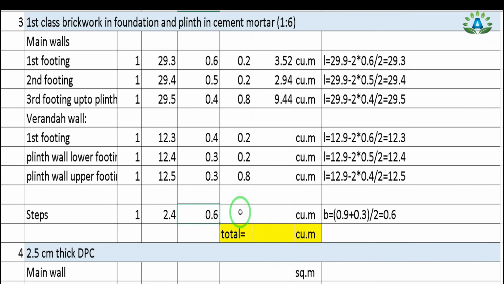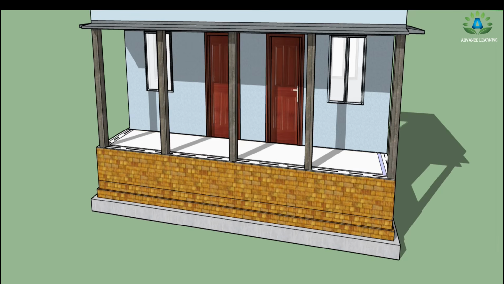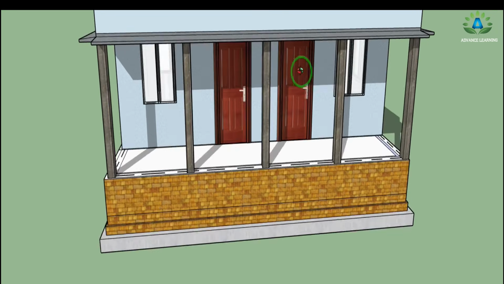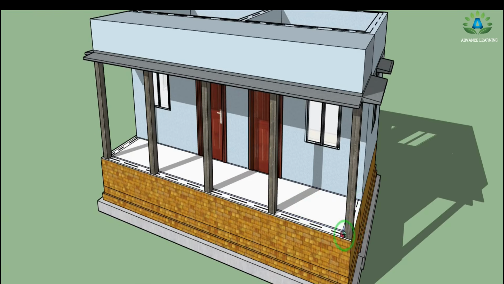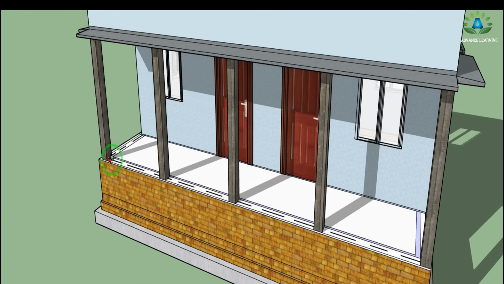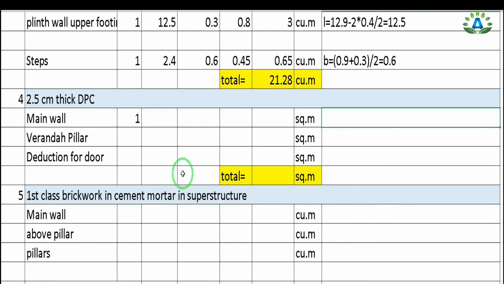So 0.45. Now our next step is to calculate this 2.5 centimeter thick DPC. We can see that this DPC is kept all over these surfaces except these doors, and here also the DPC will be kept, and in this surface and this surface also, whereas this DPC is also kept in this pillar portion. Here we can see that this DPC is over this portion, that is the width of DPC is 30 centimeter. So width is 0.3. This length will be equal to total center line of the main wall, that is 29.9 minus 2 times 0.3 by 2. So we get 29.6.